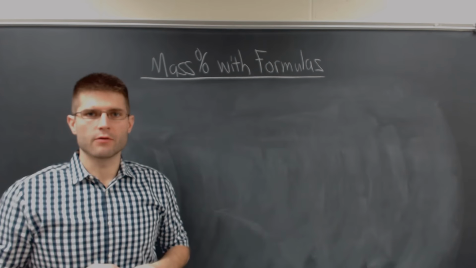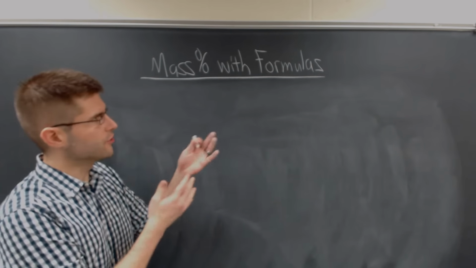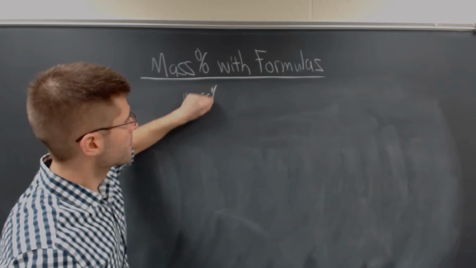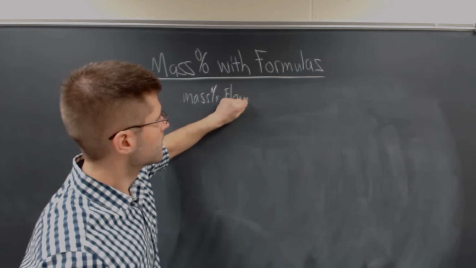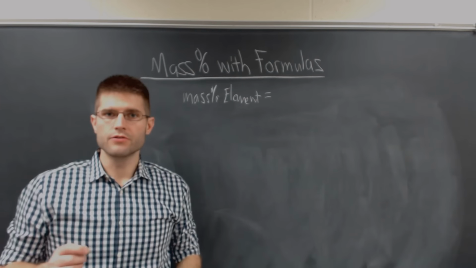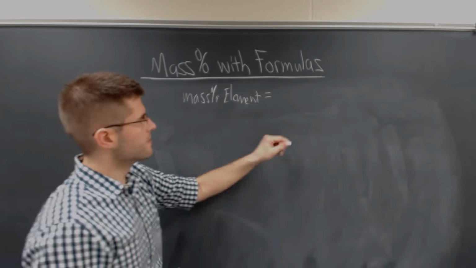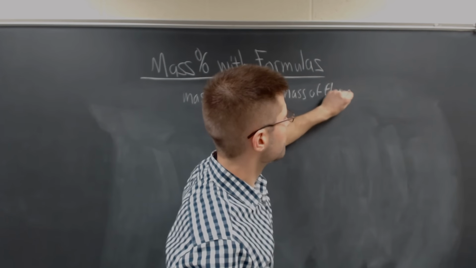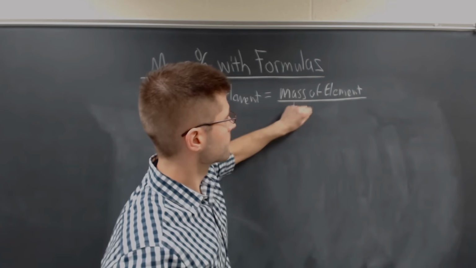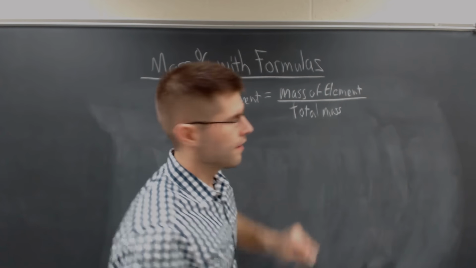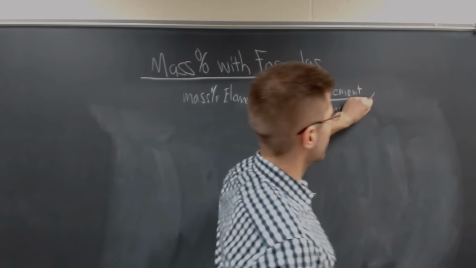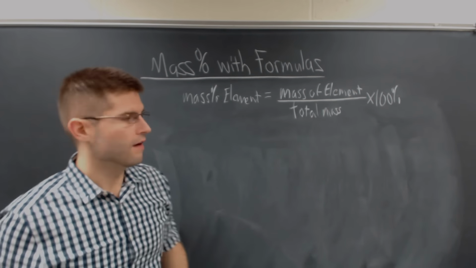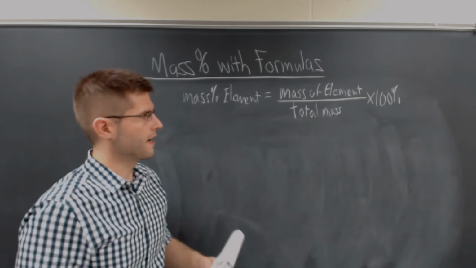I'm going to manipulate the equation that we had for those marbles and change it into something that's relatable to formulas. So the mass percent of any element is going to be equal to, we knew that in the marbles it was the mass of each of those marbles, so it's going to be the mass of the element divided by total mass of the molecule, and then we're going to multiply that by 100%. And that's our equation for finding the mass percent of any element in a given compound or molecule.